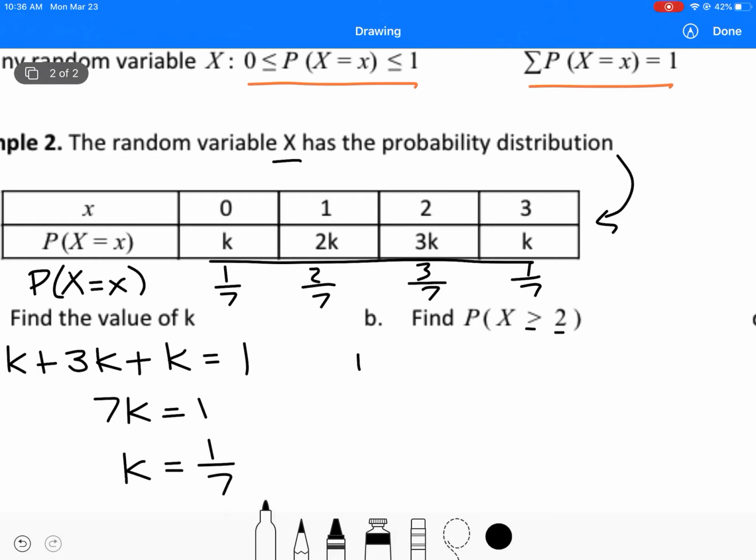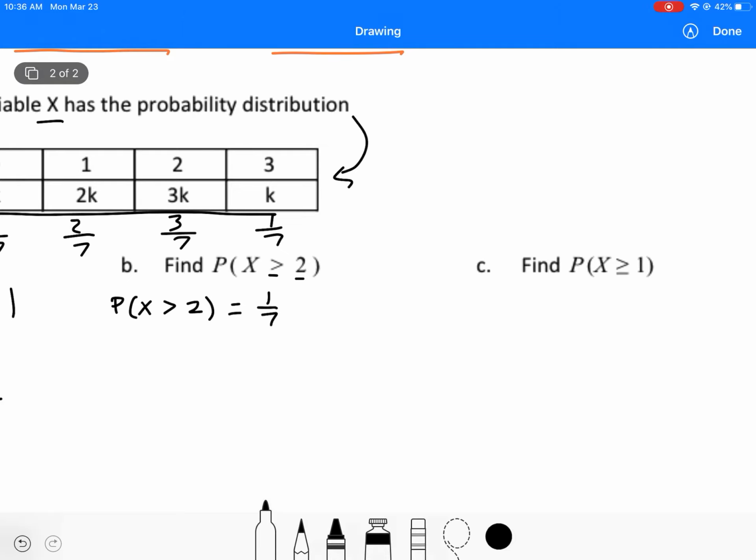Now my next question is asking me to find the probability that X is greater than 2. The only possibility in that situation is that X is equal to 3, right? Because I'm not including 2. So that would just be 1/7.